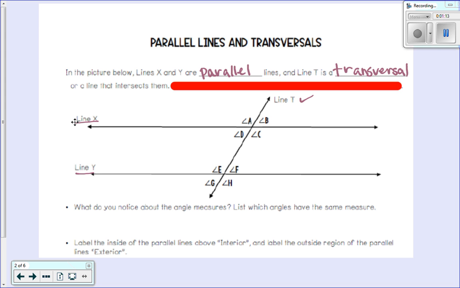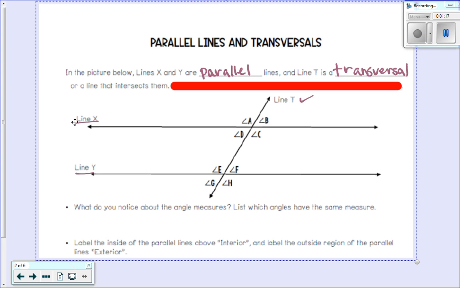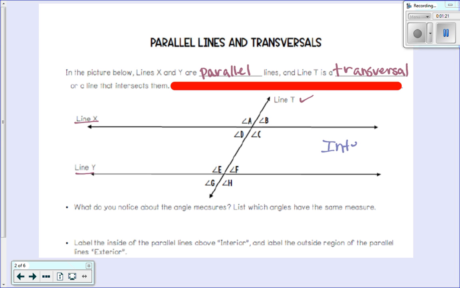Okay, so inside the parallel lines, we're going to label it interior, because they are inside the parallel lines. So this group right here, angle D, angle C, angle E, and angle F, they are interior angles. Are we good with that? And of course, the angles outside the parallel lines are exterior. You got it.